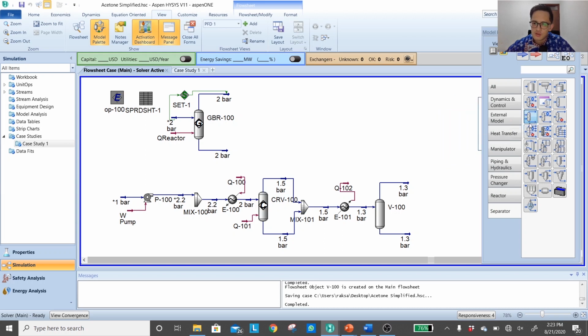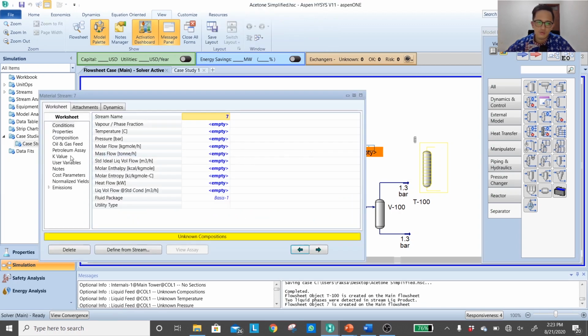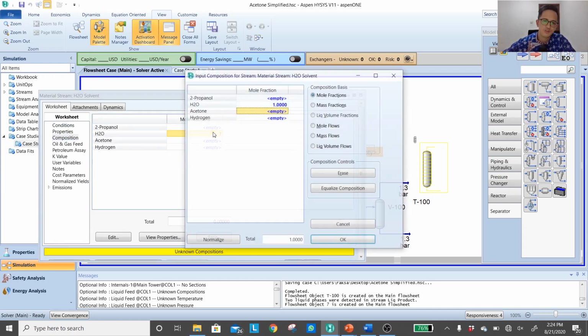Absorber, that's the icon. I told you before that we don't have any shortcut absorber. It has to be directly a rigorous absorber, and the idea is to recover the acetone using water. So let me define my water. The composition is 100% water.